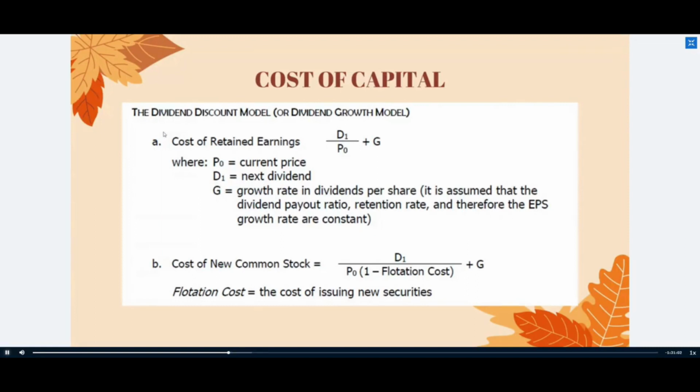Paano kung D sub 0? So, pag sinabing D sub 0, it's the dividend this year or dividend now. Plus G, ano ngayon yung G dito? It's the growth rate in dividends per share.